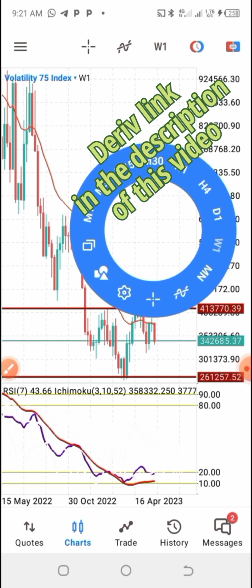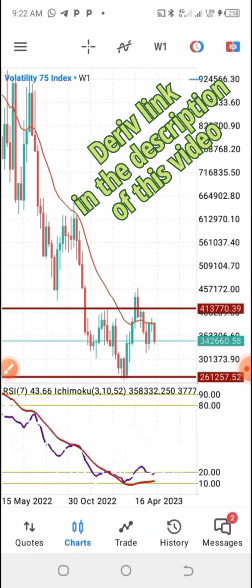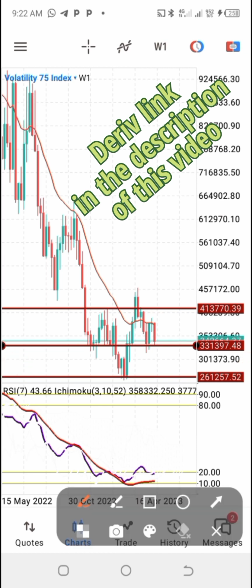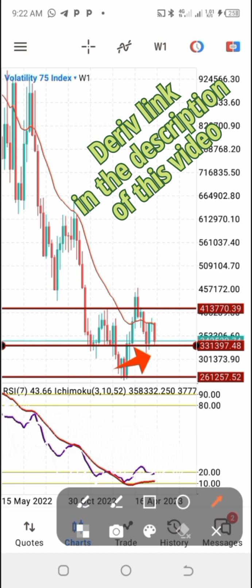What you do, you just tap in the middle of your screen, then you go here, then you go to this one, the horizontal line, then you can put it in here, right? So I'm marking mainly the candle closures. Here, price rejected, pushed up, and came back down to reach just here. The other zone I'm trying to look at is this one. You can see it was highly respected here, all right?